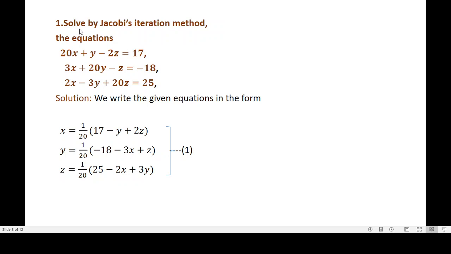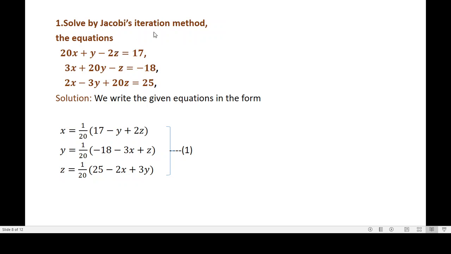Problem is, solve by Jacobi's iteration method 20x plus y minus 2z is equal to 17, 3x plus 20y minus z is equal to minus 18, 2x minus 3y plus 20z is equal to 25. Okay, now observe the equations. This element 20 is greater than 1 and minus 2. Again, this element 20 is greater than 3 and minus 1. Therefore, these elements are large as compared to other coefficients.